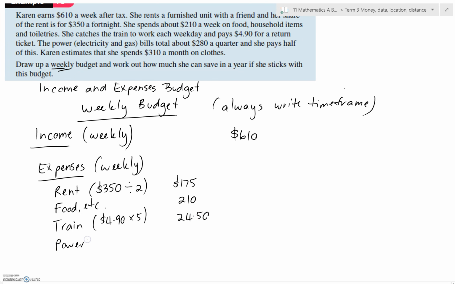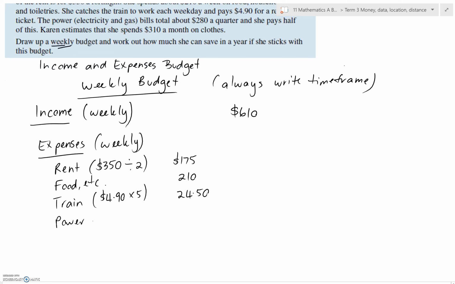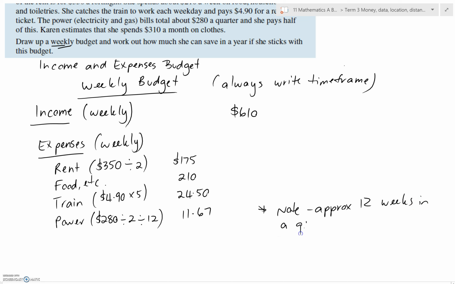We've got power. Now the power is quoted per quarter and she only pays half of it. So she's got $280 per quarter divided by 2 because she only pays a half. And we need to divide that further by 12 because there are approximately 12 weeks in 1 quarter. So a quarter is 3 months. And we assume, for the purposes of a budget, that there are 4 weeks in every month. Obviously, that's not exactly correct, but that's a pretty standard assumption made under budget. So that means there would be 12 weeks in each quarter. So that's why we divide further by 12.